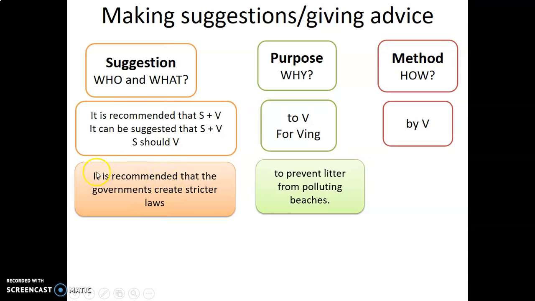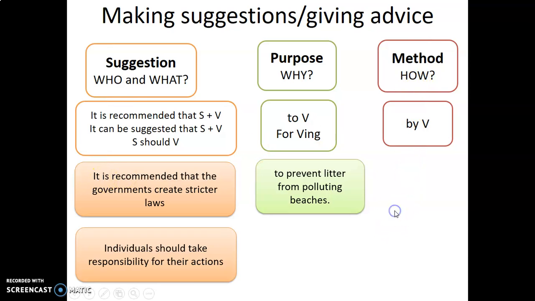It's not enough just to say, oh, the government should create stricter laws. Why? Why should they do that? And how they can do that, if it's possible for you to mention. For example, individuals should take responsibility for their actions by properly disposing litter. Yeah? How can individuals take responsibility for their actions? By properly disposing litter. So please, when you give advice or make suggestions in your conclusion, explain either the purpose or the method. All right.